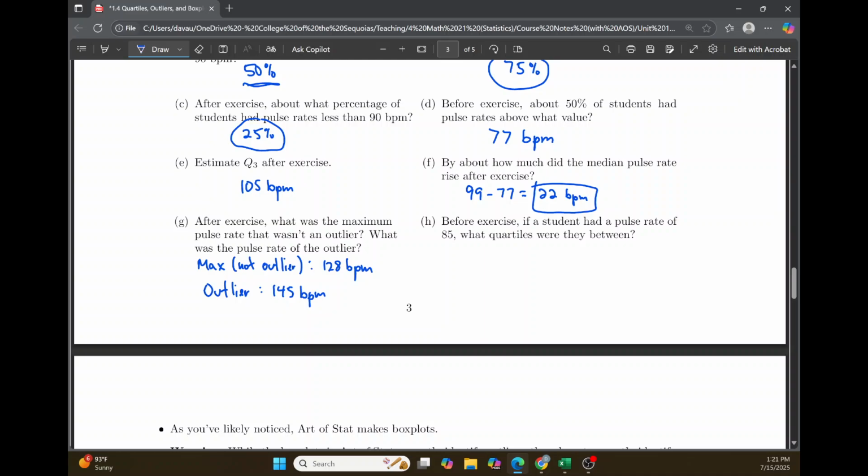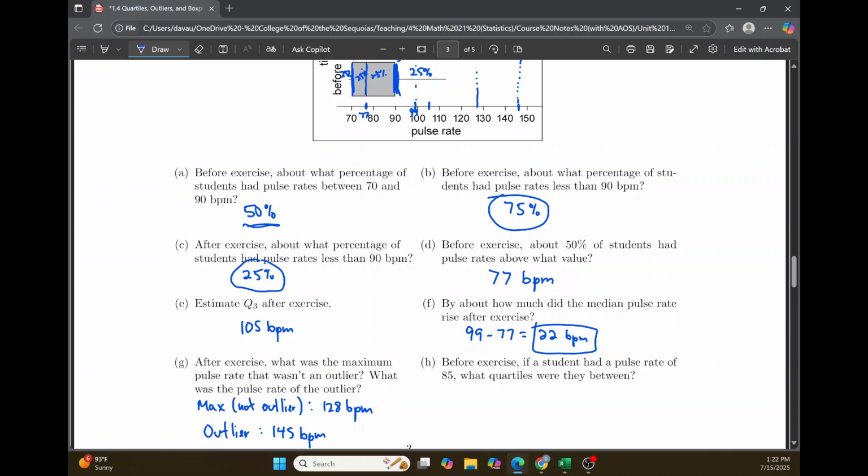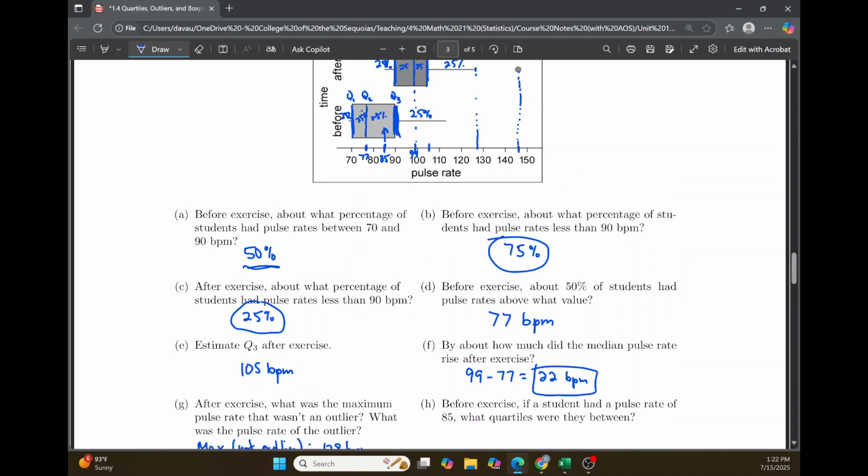Okay, and then finally part H, before exercise, if a student had a pulse rate of 85, what quartiles were they between? So before exercise, if they had a pulse rate of 85 beats per minute, right, that's right about there, 85. So that would have put them here in this box between Q2 and Q3, right? They would have been between Q2 and Q3.